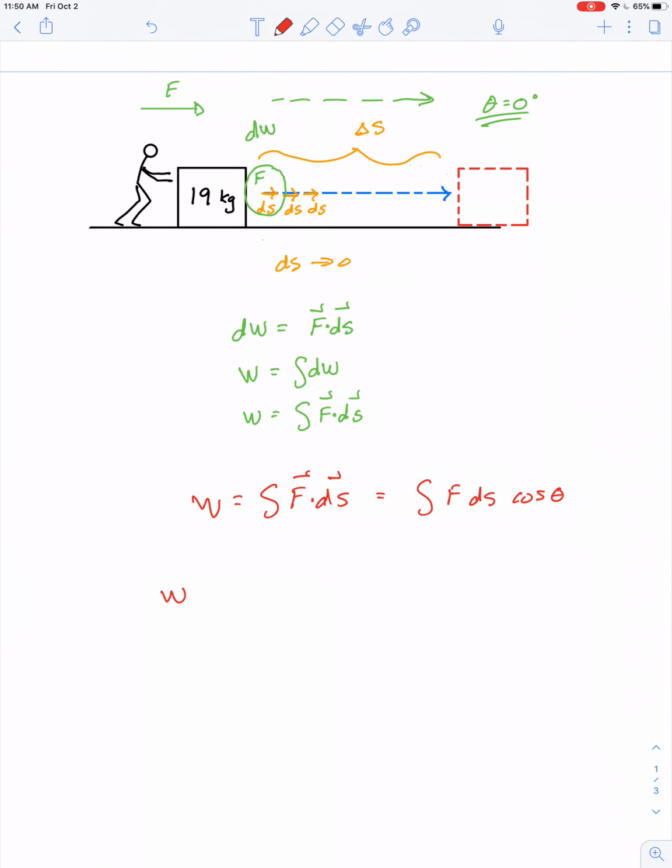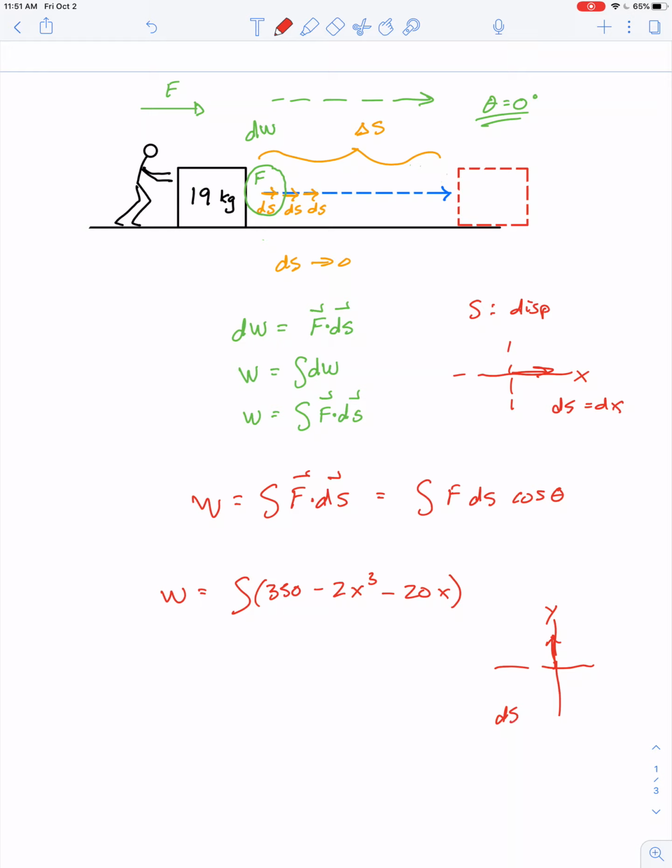So the work done is equal to the integral of 350 minus 2x cubed minus 20x. Well, we're saying ds. S is just a symbol that means displacement. Sometimes things displace entirely on the x-axis, so ds and dx are indistinguishable. Sometimes objects displace exclusively along the y-axis, and so ds and dy would not be distinguished.